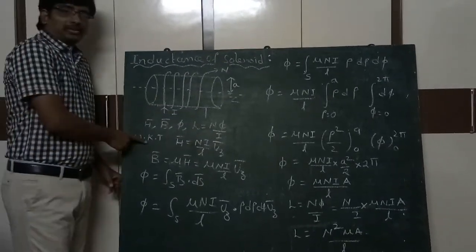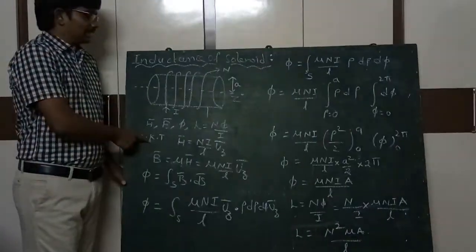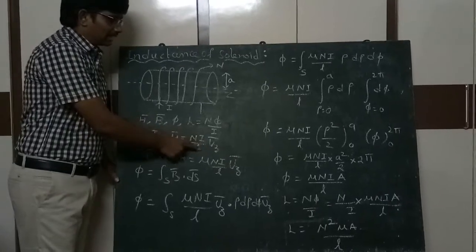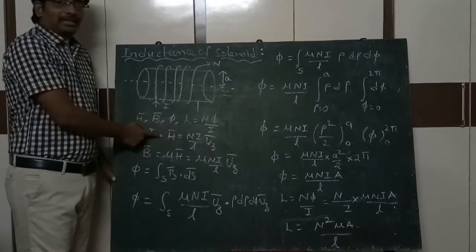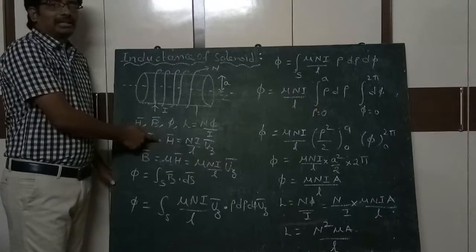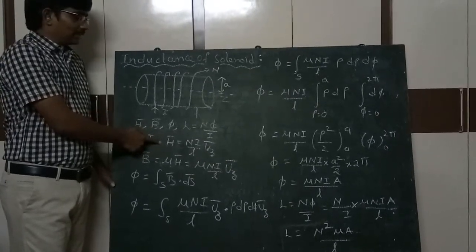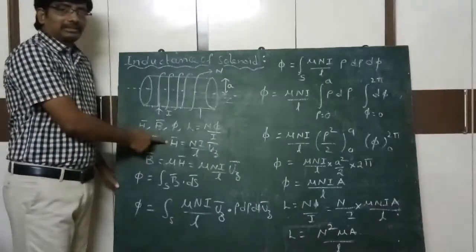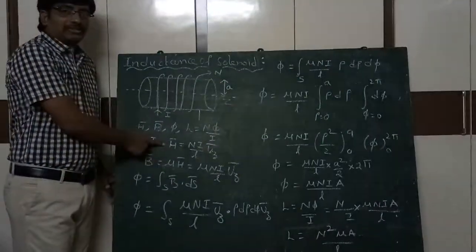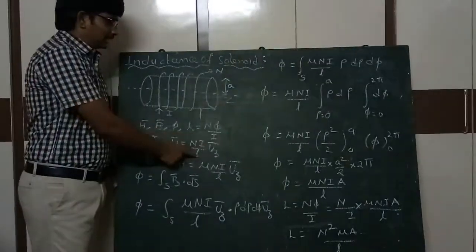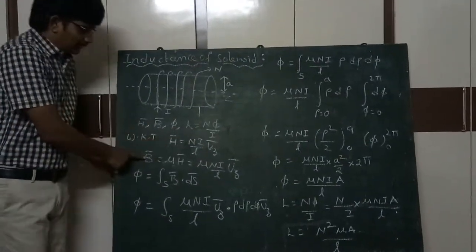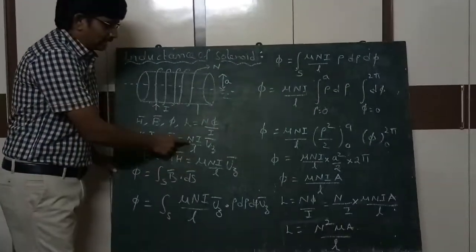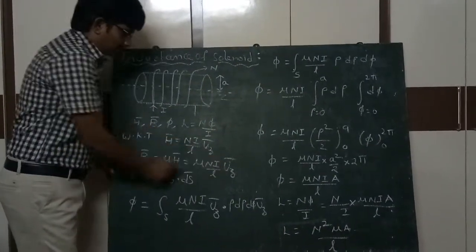We already know that the magnetic field intensity at any point due to a solenoid, that is H bar, is equal to N I by L into Uz bar. This is the formula for magnetic field intensity at any point due to a solenoid of infinite length. We already derived this formula in the third chapter, so we are directly using it. From this, B bar is equal to mu into H bar, that is mu into N I by L into Uz bar.